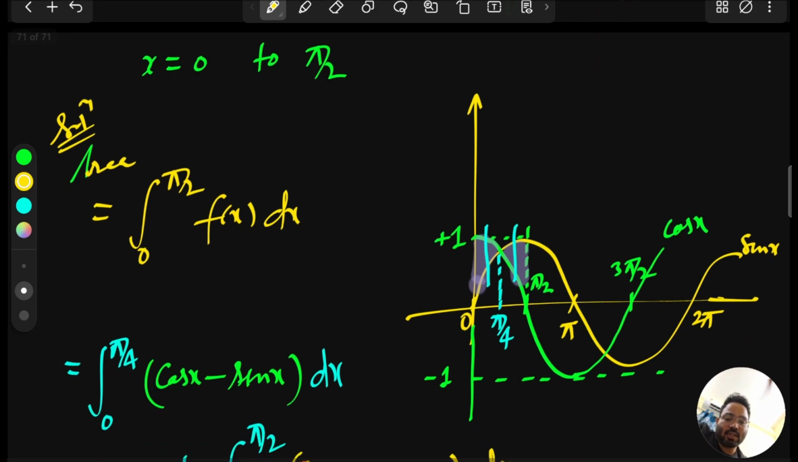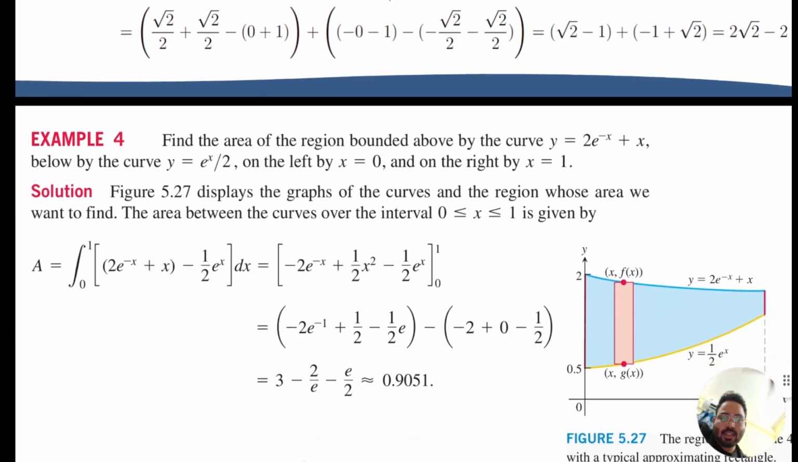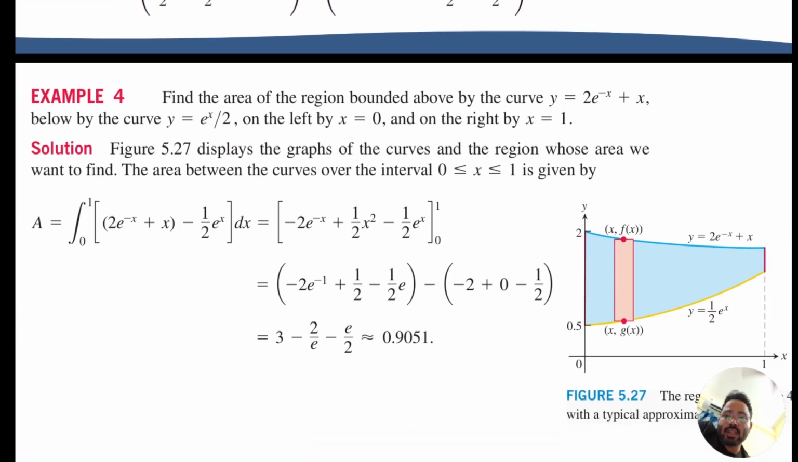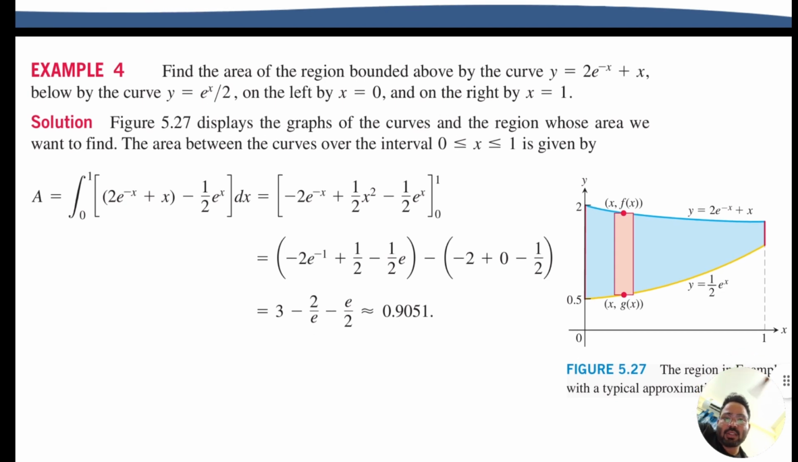So what is the next question in our list? Next question is, find the area of the region bounded above by the curve y equal to 2 e to the power minus x plus x and below by the curve y equal to e to the power x by 2. So what is the above curve and what is the below curve? Because the graph is difficult, already in the question it is given: bounded above by the curve is this. So the above curve is already given and the below curve is already given in this case.